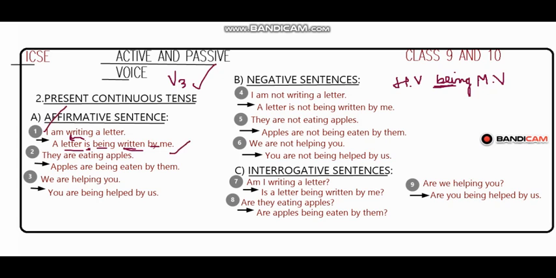So now the next sentence: they are eating apples. First of all, apples, according to apples: apples are being eaten by them. Now the third sentence: we are helping you. First of all, you, according to you we are writing are. You are being helped by us.